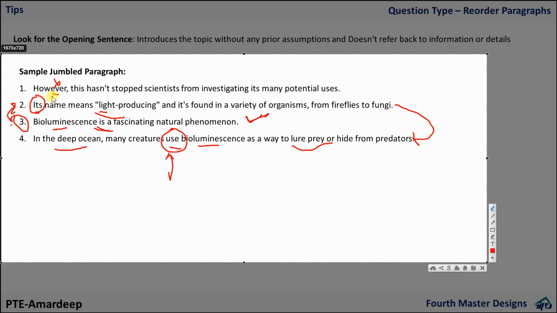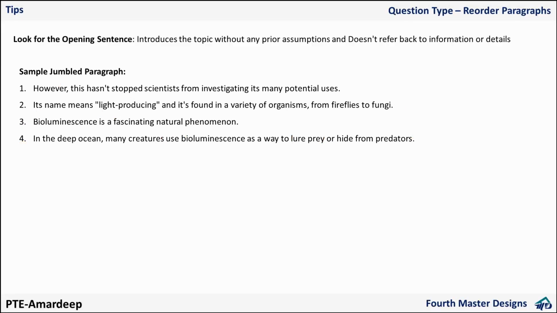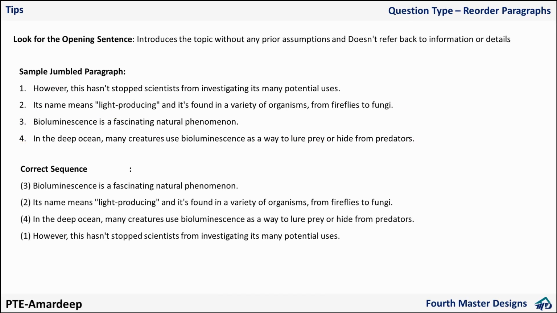Then we have this, however. However, this hasn't stopped scientists from investigating its many potential uses. Now, there is the word use here. After that, there is a logical order, like however, because it is in contrast. In the deep ocean, many creatures use this as a way to attack or hide from predators. And because they are used by some creatures, this hasn't stopped. Okay, now this is logical. This however will be coming after number 4 only. So what is my correct order? My correct order is 3, 2, 4 and 1.